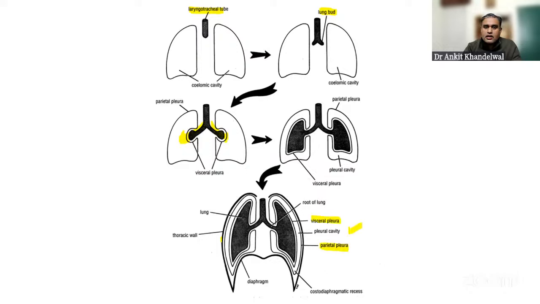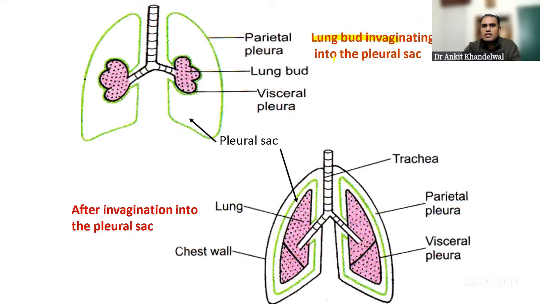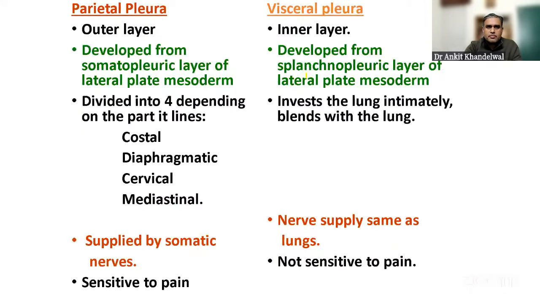And this highlighted or blackish area over here is actually the lung tissue. It is a viscera over here. The lung is the viscera. Okay, lung bud invaginating into the pleural sac. We have already seen this. This is the difference.